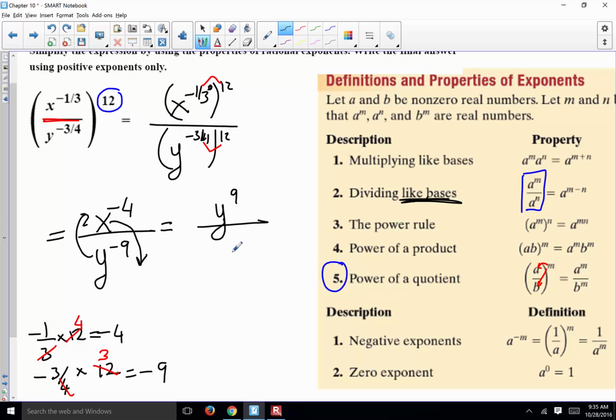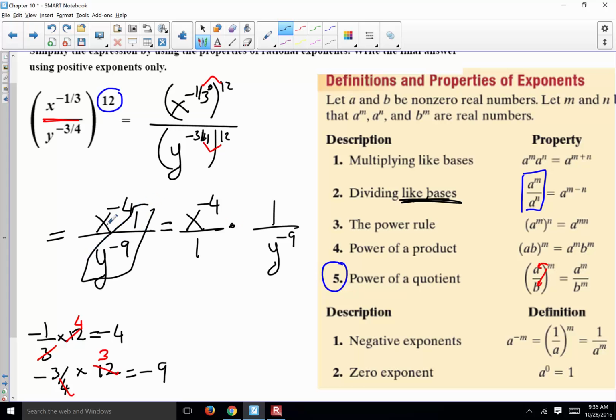Okay, this is what's going on actually. Technically, I don't want to do it right on the spot. I want to first separate them. I can separate x to the minus 4 and y to the minus 9 like this. Just put one above y and separate it. Just put one under x and separate it. X to the minus 4 over 1, 1 over y to the minus 9.